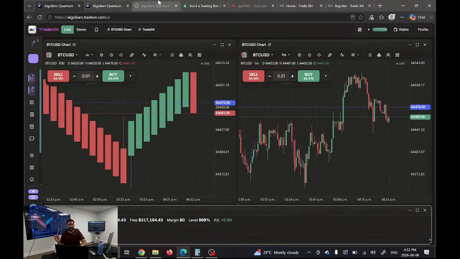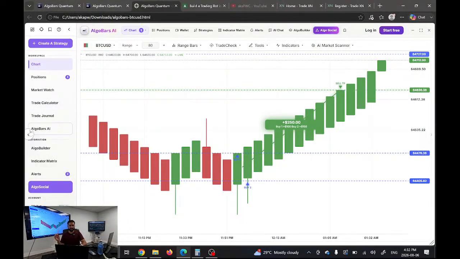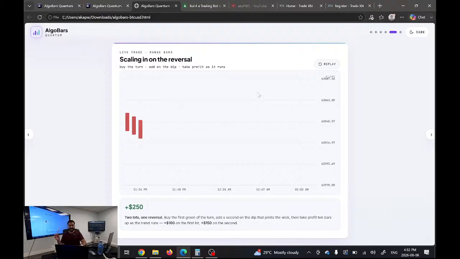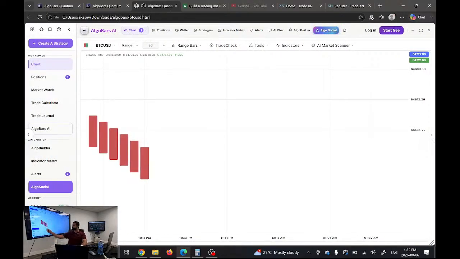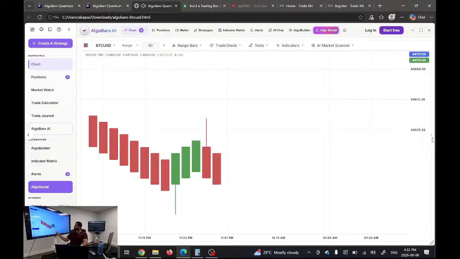Okay, so I'm gonna show you guys a demo that we made on how we actually enter the trades. Okay, so this is just a demo. So look, it's based on the range bars, right? We're always waiting for the range bars to reverse. So let's wait for the reversal. Right there is where we enter.